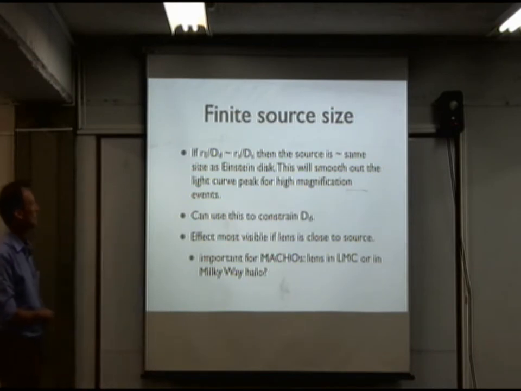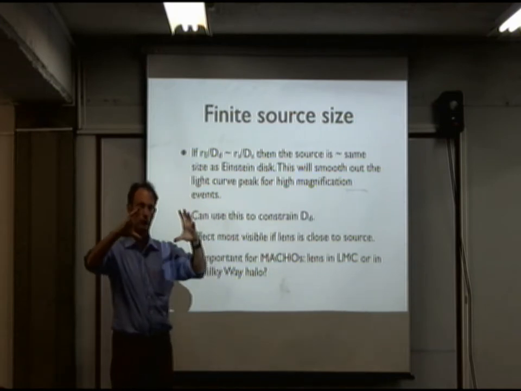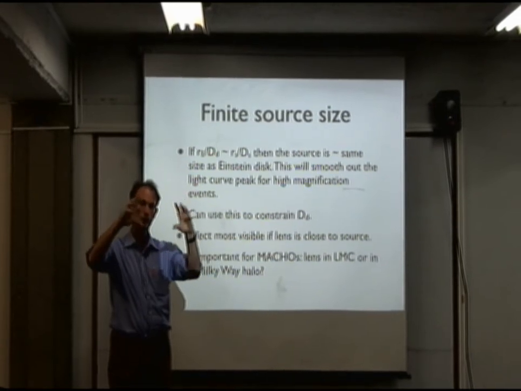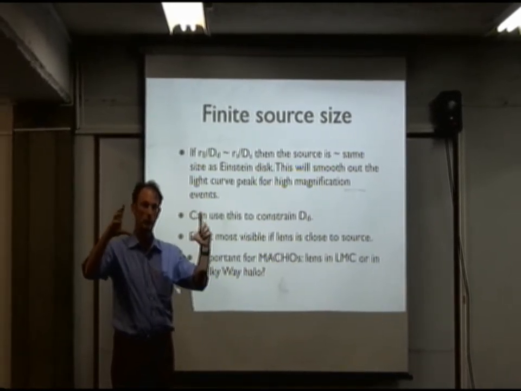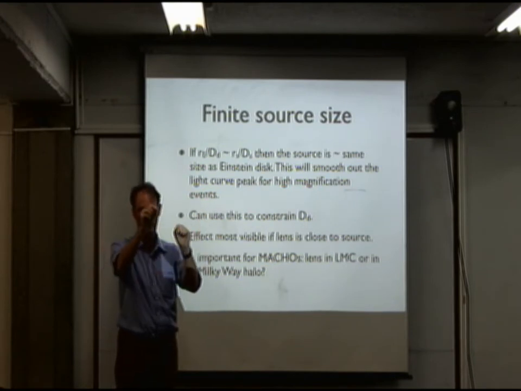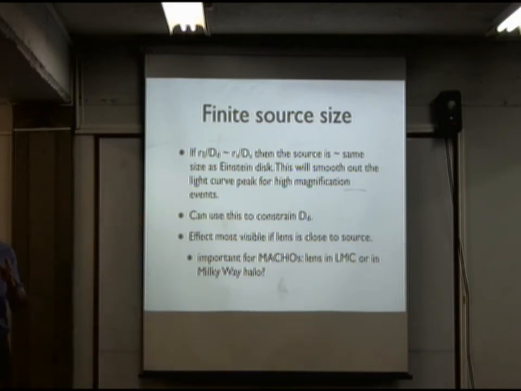So basically what happens is that if the source, so the source is a star, the star is a disk, it's not a point. If that source is of a comparable size to the Einstein radius of the lens, then the approximation we've been using is no good, because all the points of the star are not being lensed at the same time. The impact parameters, the betas, are very different for different parts of the star.